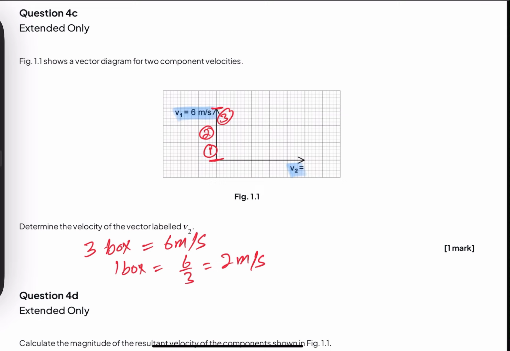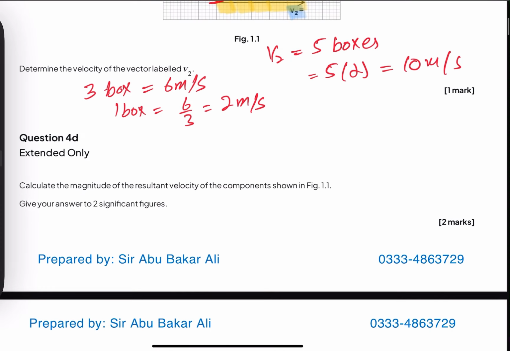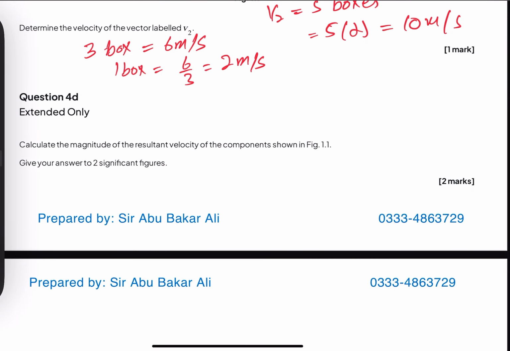So we have to find v2. v2 is 1 box, 2, 3, 4, and 5. So v2 is equal to 5 boxes, and we know that 1 box is equal to 2, so 5 times 2 gives you 10 meter per second. So this is the value of v2. In the D part, calculate the magnitude of the resultant velocity of the components.